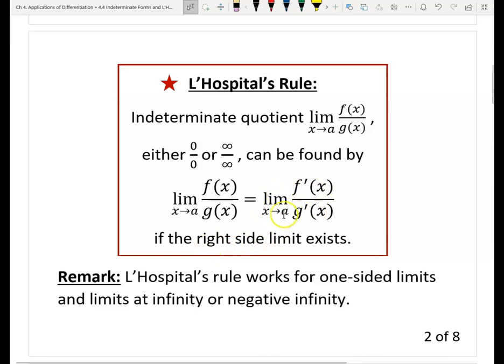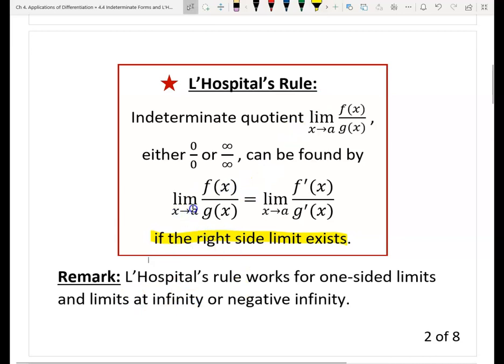However, if the right side limit does not exist, what do we get? Do we get that the limit of the left side also does not exist? No, we do not have that result. Keep in mind we do not have that result. Let me highlight. This is important. If the right side limit exists, then we can use L'Hospital's Rule. Otherwise, we cannot use it.